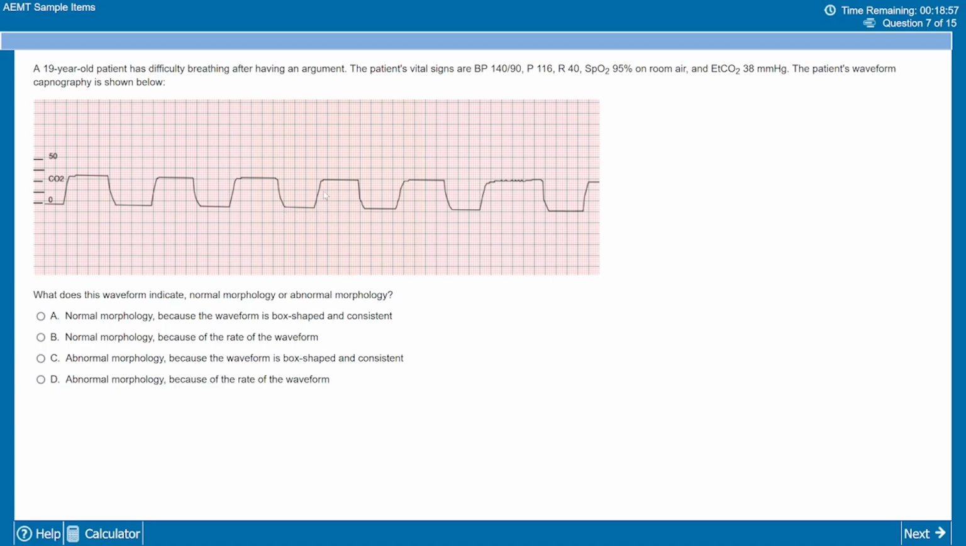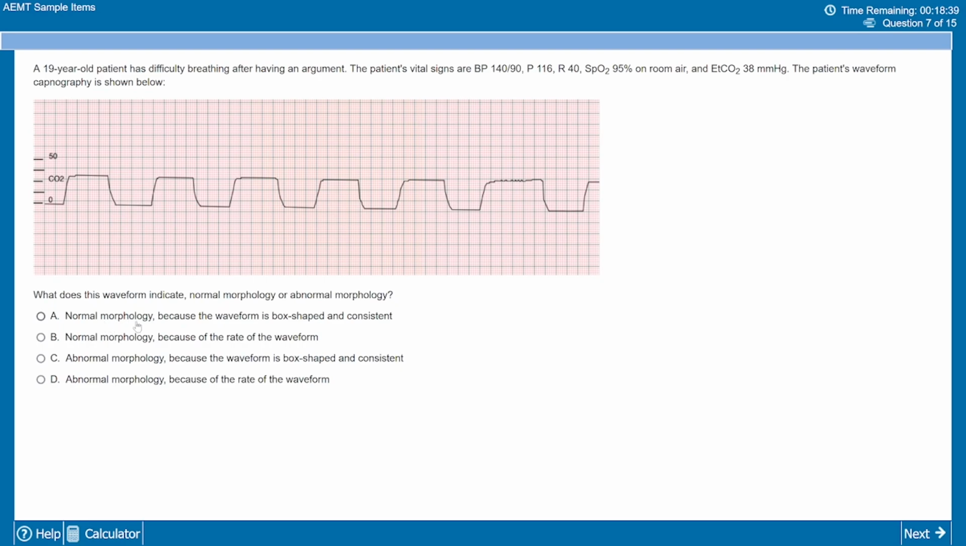So this is a normal structure, right? So we also need to know about the rate, which is really weird. I've never really had a question where they've asked that, but I think it's a really interesting one.